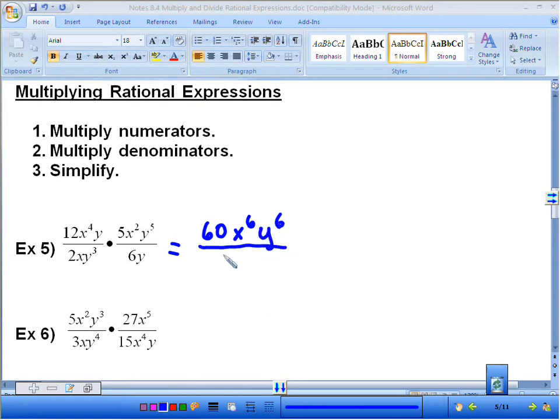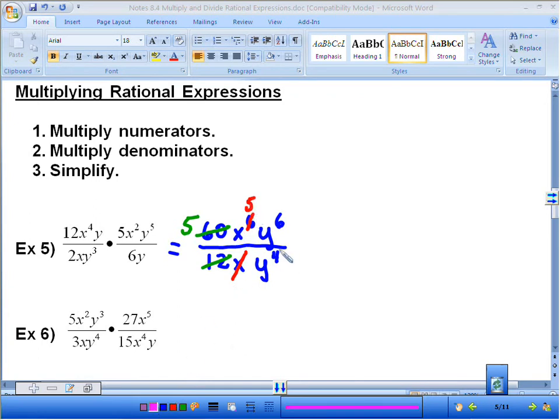And now the denominator. 2 times 6 is 12. There's 1 x. X cubed times y cubed times y is y to the 4th. And now we can simplify here. So we have 12 goes into 60 5 times. We subtract this x from the x's on top, and we're left with 5 x's on top. 6 minus 1 is 5.